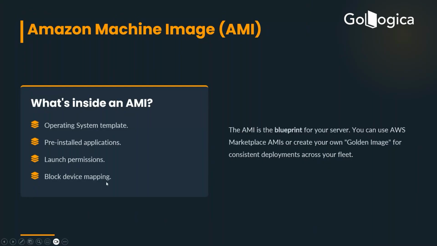And then there is a block device mapping. This block device is the storage device that is already mapped, and this is the mapping for the root volume. The root volume is the volume where you have your operating system installed. So there is a mapping of that volume.